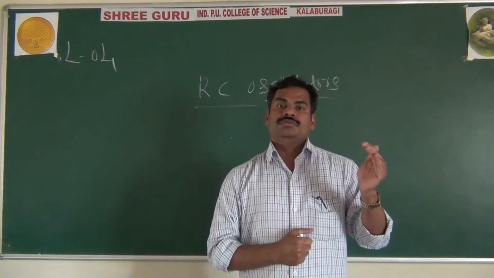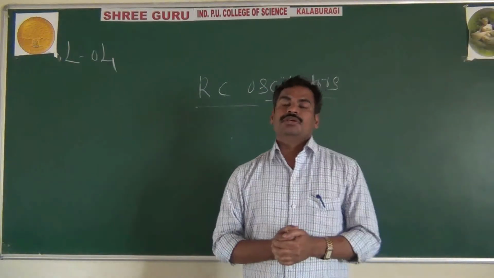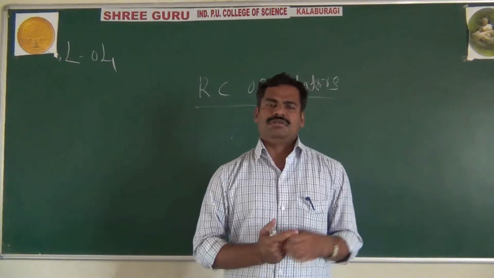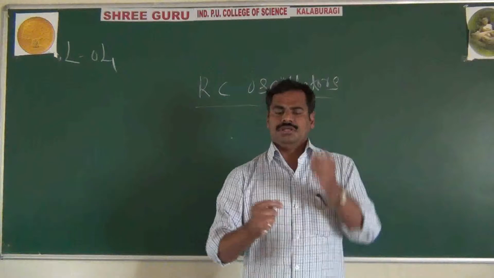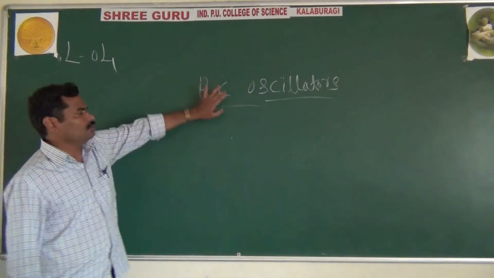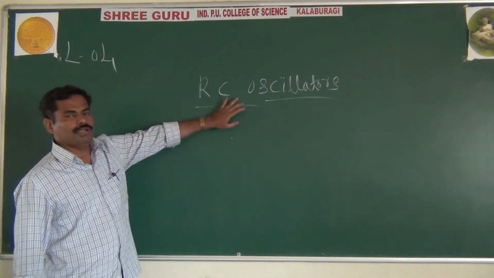In the radio and TV transmitter as well as receiver we are using the LC oscillator. As I said, in communication we want high frequency signals, that's why we use the LC oscillator. This was in the last class, and today we go for another type of oscillator, that is the RC oscillator. And it is used for low frequency generation.